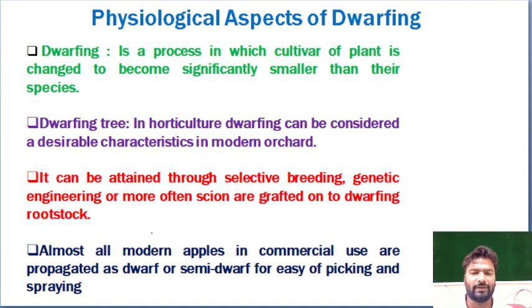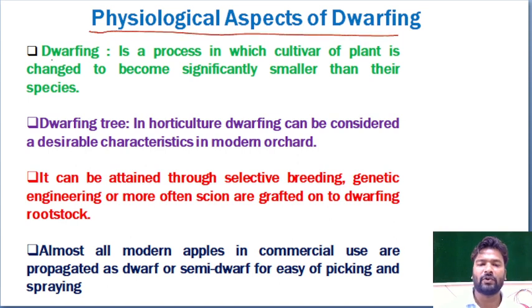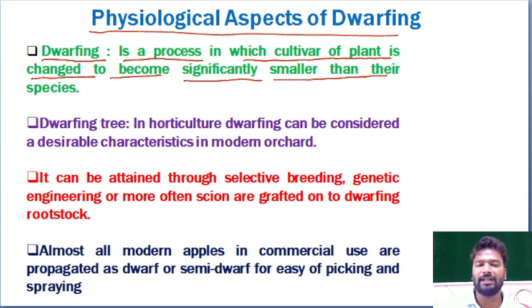This is natural pruning. Now come to the physiological aspects of dwarfing. So what is dwarfing? Dwarfing is a process in which cultivars of a plant are changed to become significantly smaller than their species. So dwarfing is a process in which the cultivars of the same species become smaller.